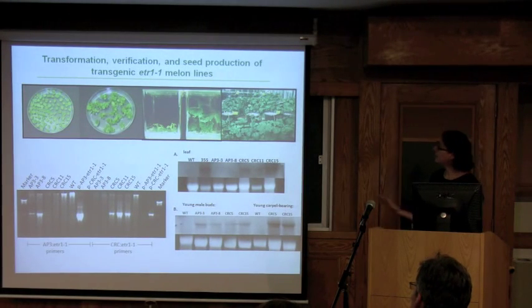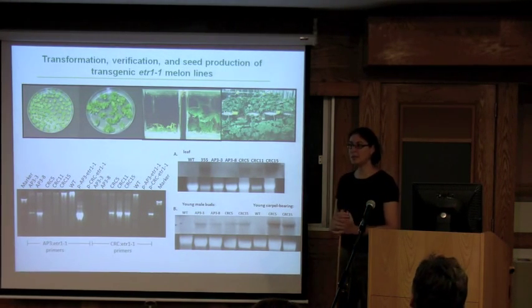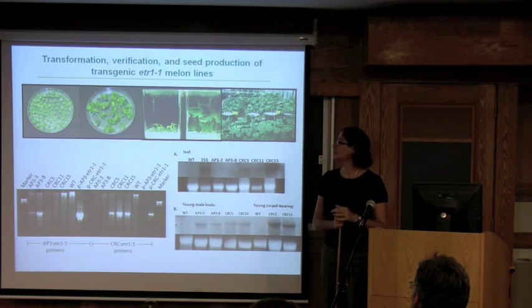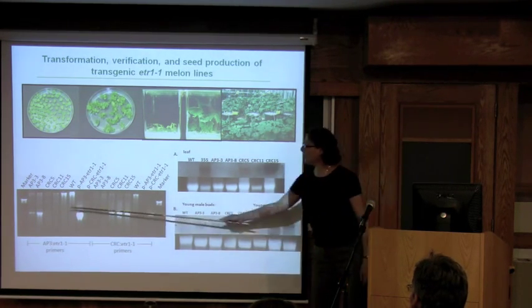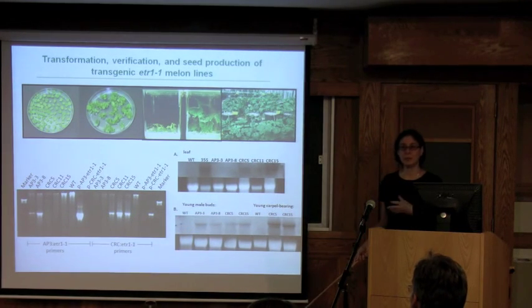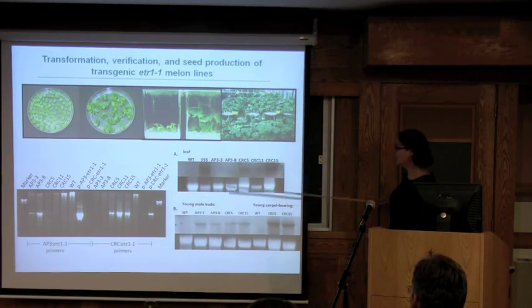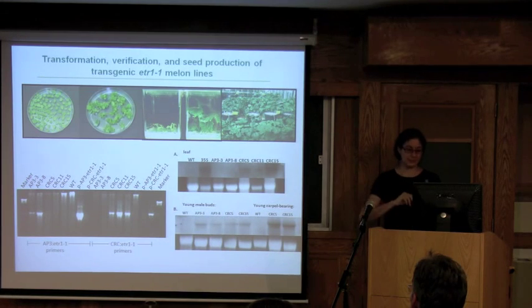So first, we did transformation of melon using agrobacterium-mediated transformation of cotyledon explants. We regenerated our plants, produced progeny, verified that we had introduced the genes with the appropriate promoters that we expected, and that they were being expressed as we expected.